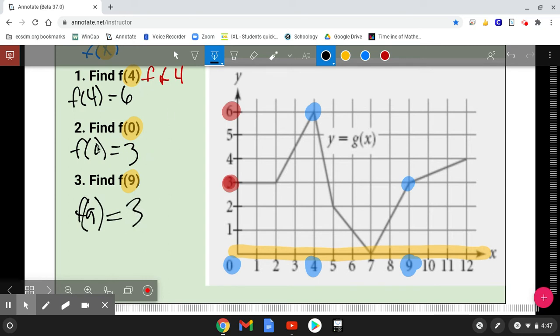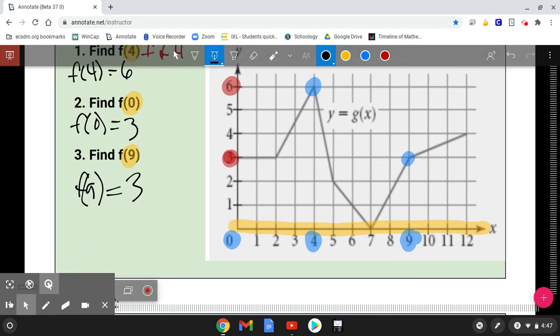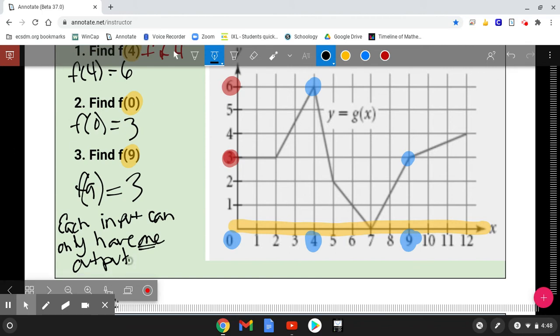I notice that the input of 0 has an output of 3 and the input of 9 has an output of 3. Is it okay that these two inputs have the same output? Yes. Here's why. Remember the rule of functions? Each input can only have one output. Well, is that still true? The input of 0 has an output of 3. The input of 0 doesn't give you anything else but 3. And the input of 9 only gives you an output of 3. Also, it's okay that they have the same output as long as it doesn't have any other outputs on that same line here. So that is okay.